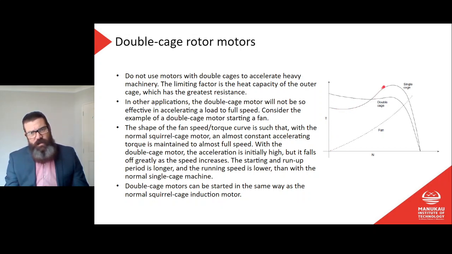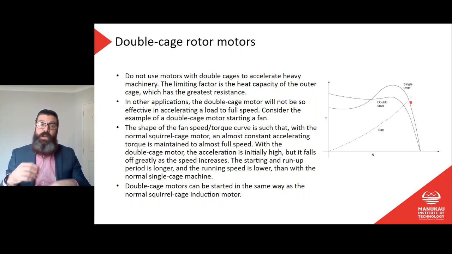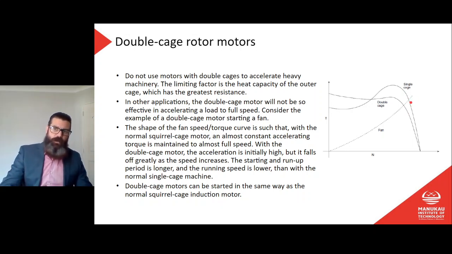But as we reach nearer to full speed, the single cage rotor will produce a bit more torque, so we can actually get a little bit more speed out of that one at full load. So we're going to get faster fan speed from the single cage than we would from the double cage, even though it will accelerate more slowly, because it has more torque produced at a higher speed.